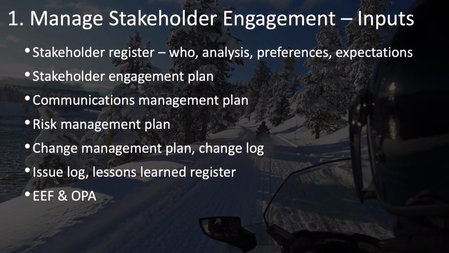Now let's take a look at the inputs to this process of Manage Stakeholder Engagement. What do you need to know in order to manage your stakeholders' engagement? First of all, you'll need the stakeholder register, because this gives you a list of who your stakeholders are and includes the analysis and categorization of these stakeholders, as well as individual preferences and expectations on the project. You'll of course need your stakeholder engagement plan, which has all of your rules and guidelines for how to engage stakeholders. Your communications management plan is very closely related to your stakeholder engagement plan, covering all of your communication rules and guidelines. Risk is an important factor for your stakeholders, so your risk management plan is also an input.